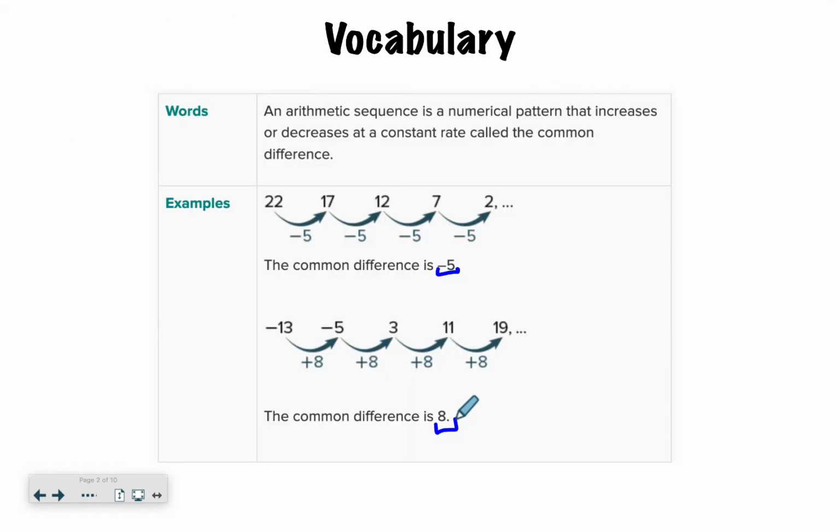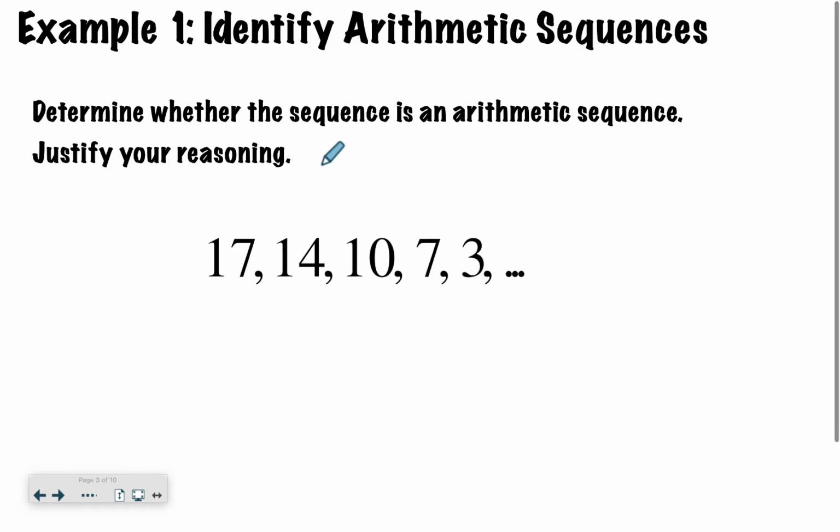And something else to note, it's called a common difference. And I know sometimes we associate difference with subtraction. So in this case, it just means what it's changing by. So it can be a positive or a negative number, or you can think of it as addition or subtraction by the same amount, okay? No matter what, whether it's adding or subtracting, it's a common difference.